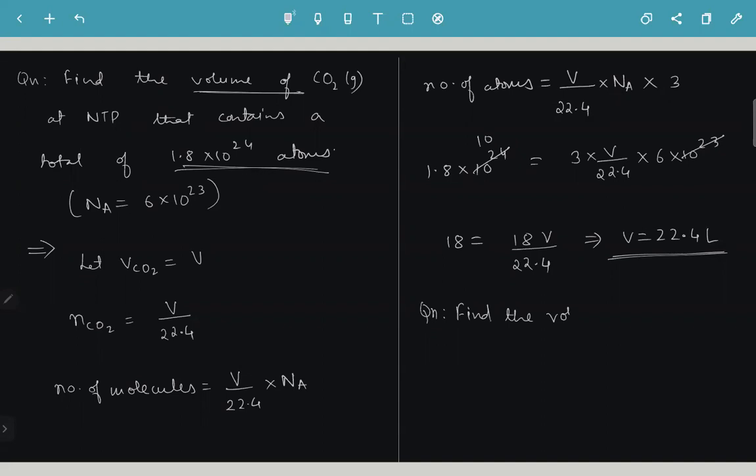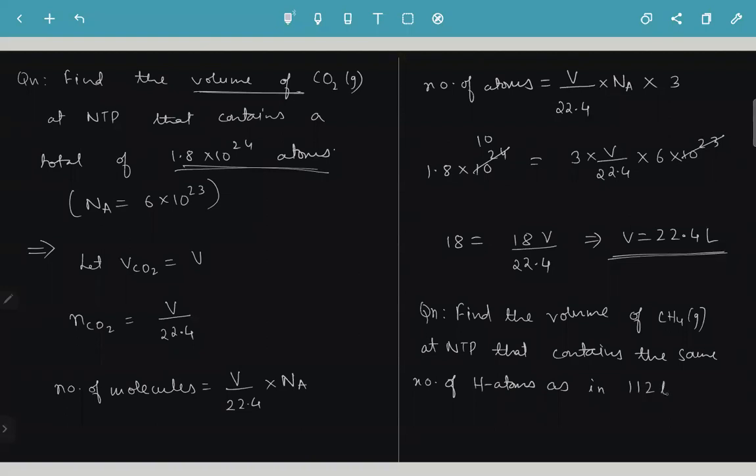Find the volume of CH4 at NTP that contains the same number of hydrogen atoms as in 112 liters of C2H6 at NTP.